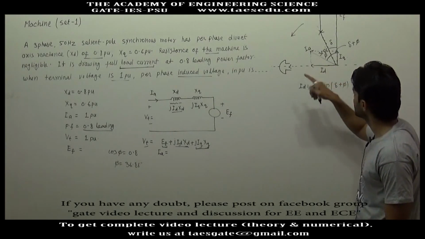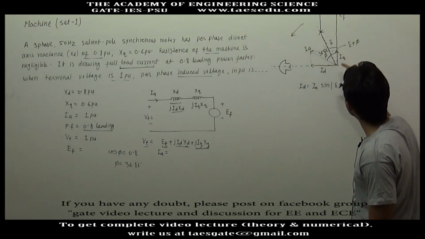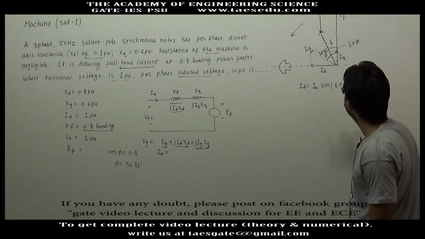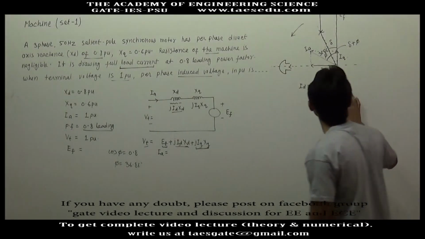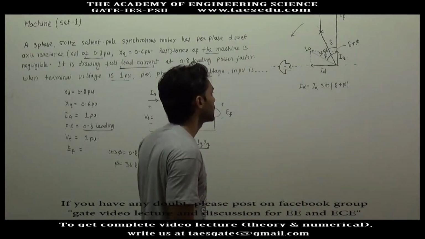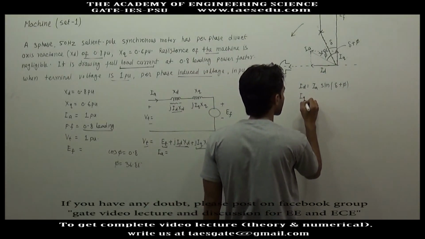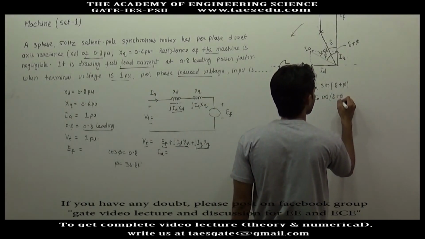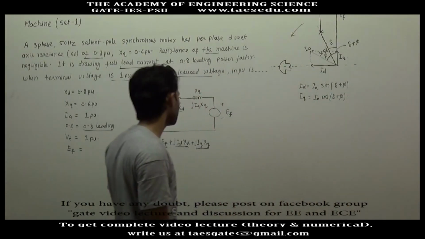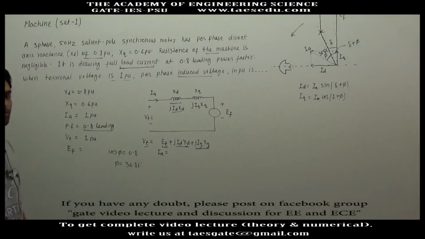While if the current was lagging, you would find that here you would have the subtraction of delta and phi. Similarly, the quadrature axis current will be Ia cos(delta plus phi). Okay, so this was about the phasor diagram of salient type synchronous motor for a leading current.